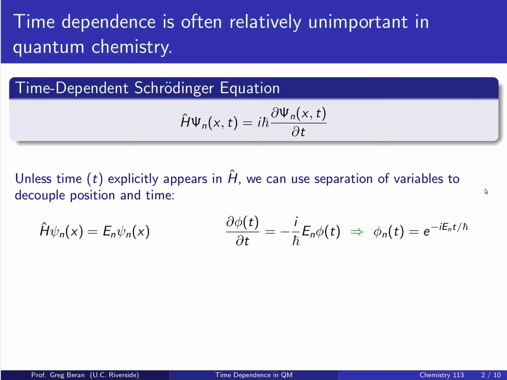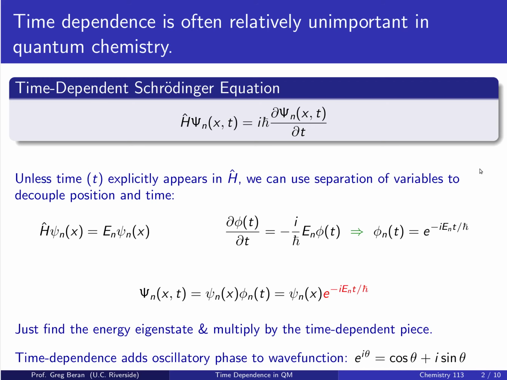And so to construct our overall time-dependent wave function, we just take the energy eigenstates we get from solving the time-independent Schrödinger equation, the ψ_n's, and multiply each ψ_n by the corresponding φ_n to get the time dependence. So our overall wave function as a function of position and time will look something like ψ_n(x) times e to the minus i E_n t over ħ. So we're essentially just multiplying this time-independent solution by some sort of oscillatory phase factor.